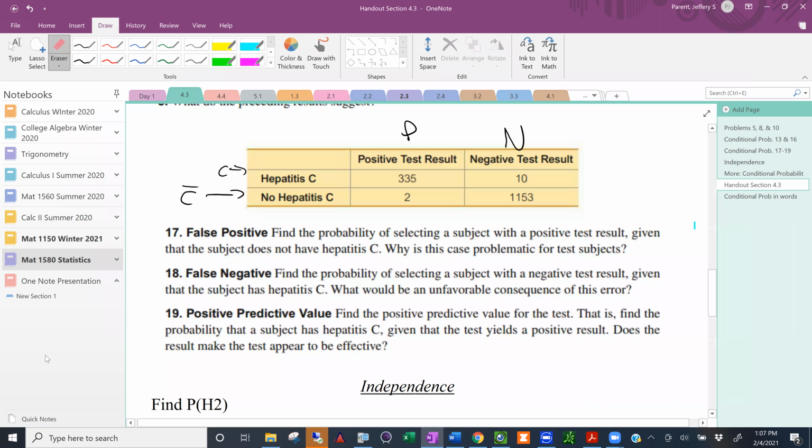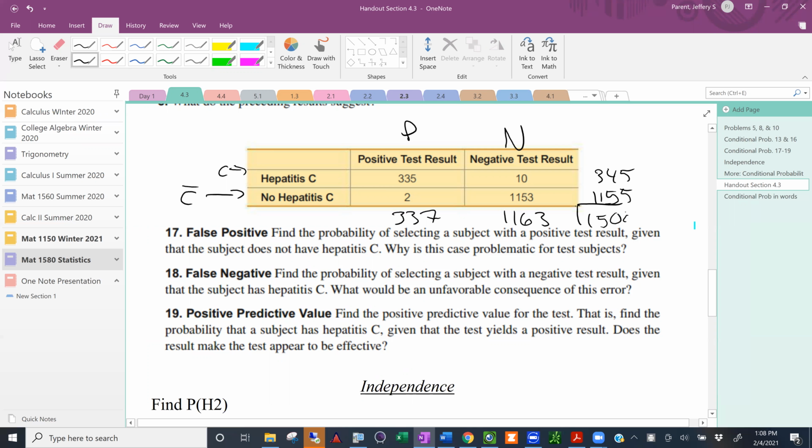Let's see if we can figure out where that puts us. Now, it might not be a bad idea, like the last one, to write down some marginal totals. So let me do that here. That'd be 337, 1,163, and then 345, 1,155, and 1,500.